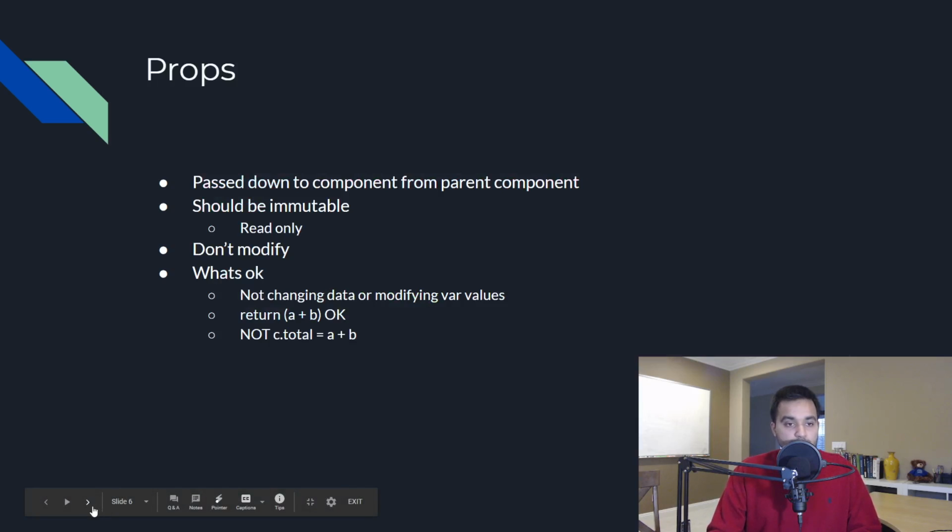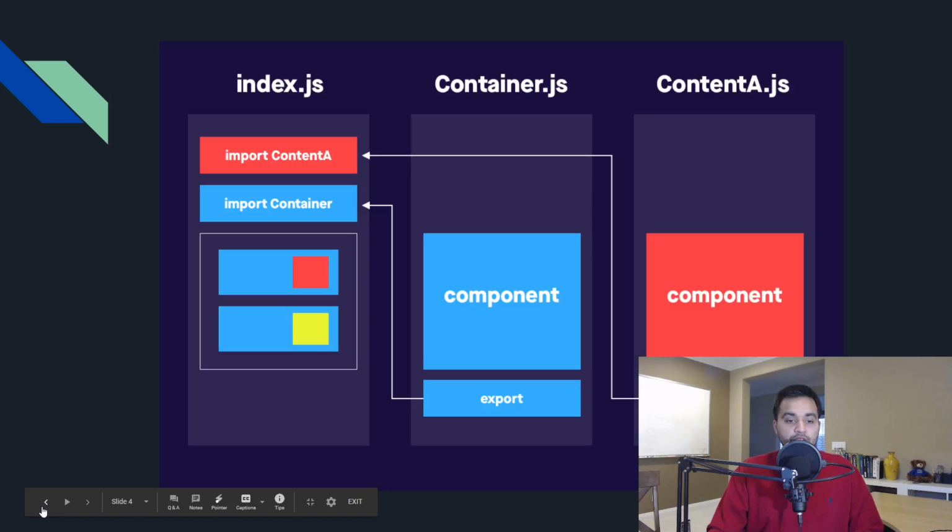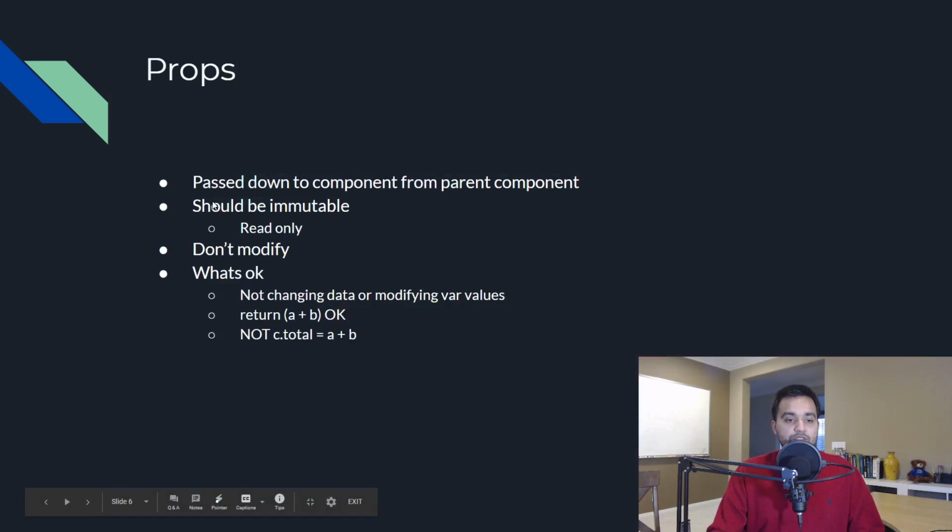Awesome. So now let's talk about props. Props are basically what you use when you have a component that has a component in it. An example is this one: index.js has both content A and container. Oftentimes index.js wants to pass data into content A and container, and all container and content A will do is render them cosmetically, with good CSS and HTML. That's exactly what props is. You're just passing down data from a parent to the child component.